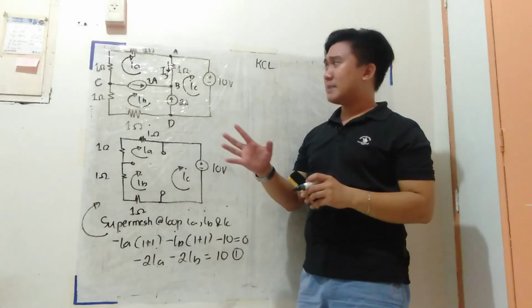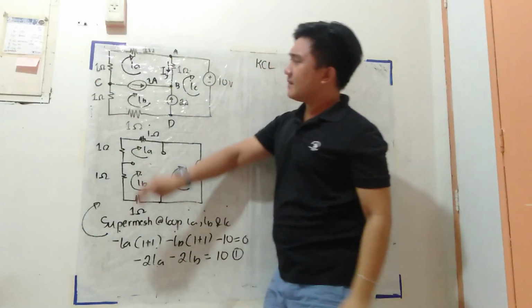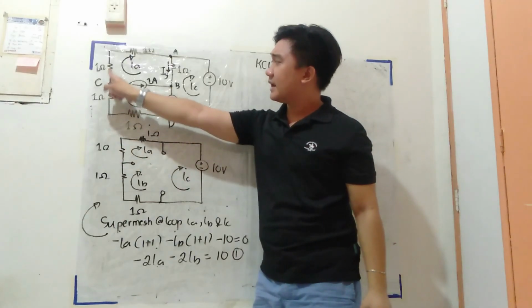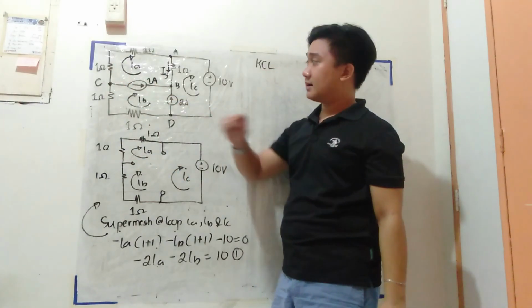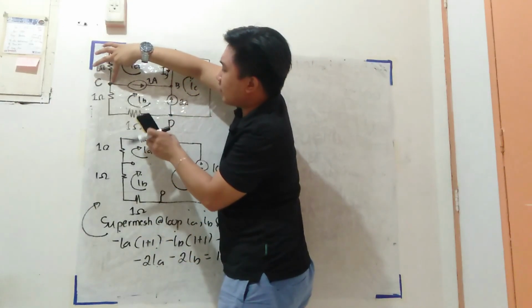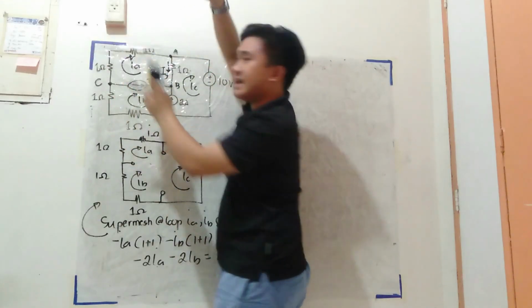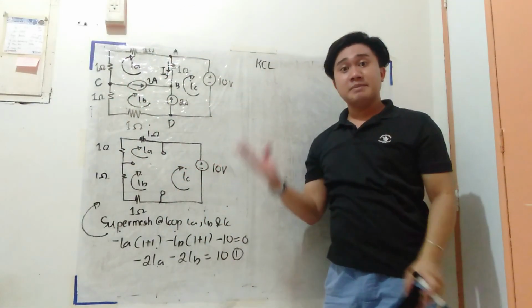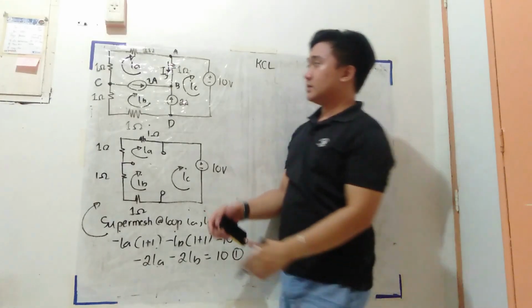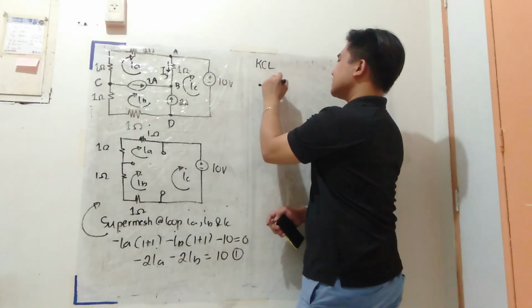So, masyado pang mahaba. Kung titingnan ko naman dito kay node C, ang meron lang dyan, 1, 2, 3. Tama po ba? So, ang involved lang dito ay si IB, si 1 ampere, tsaka si IA. So, madali kasi mga mesh current lang yung involved. Okay, so kung titingnan mo, putulin nga natin para mas ma-visualize nyo.